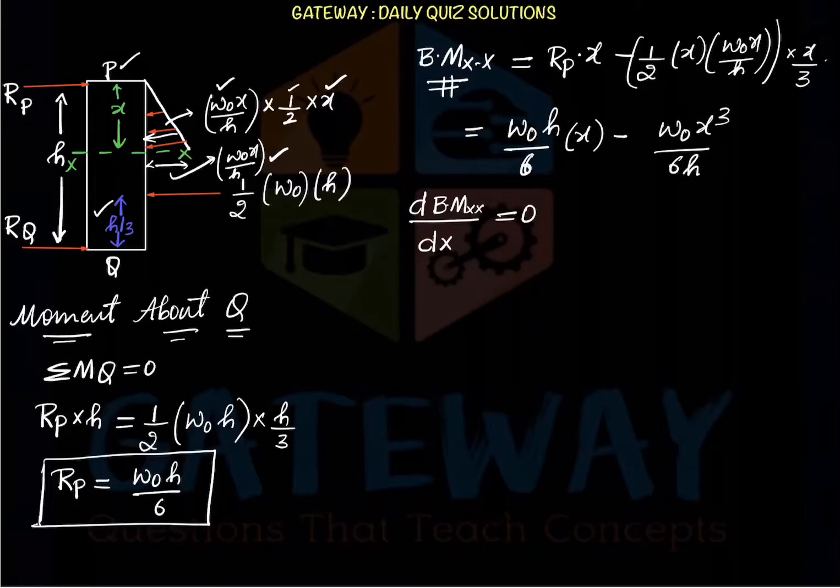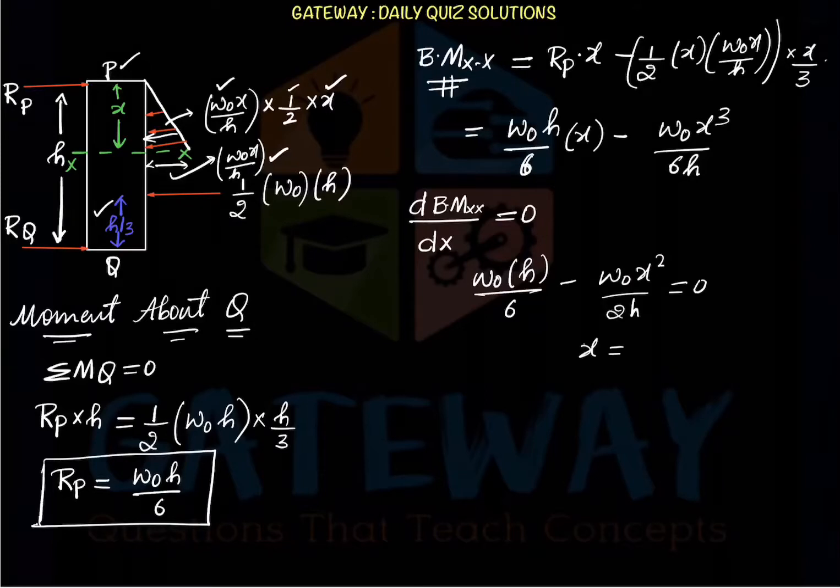If Bm is maximum, that is, bending moment is maximum, then bending stress will be maximum. So by doing this we will get W naught h by 6 minus W naught x square by 2h is equal to 0. From that we will get the value of x as h upon root 3, and h is given as 3 root 3. So 3 root 3 upon root 3 is 3 meters.